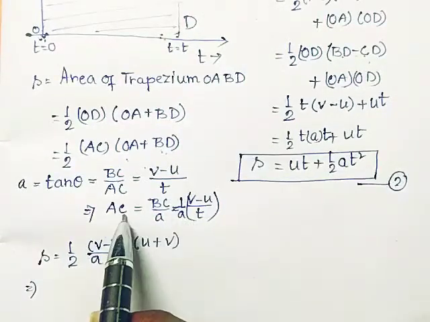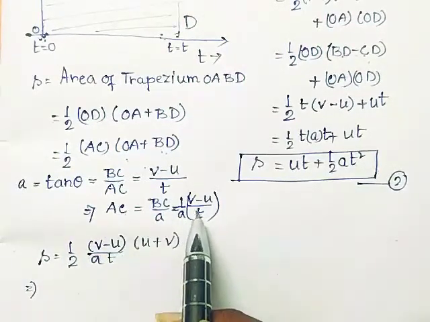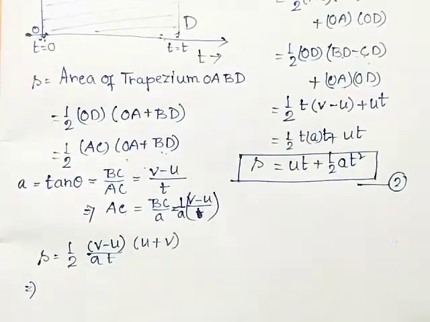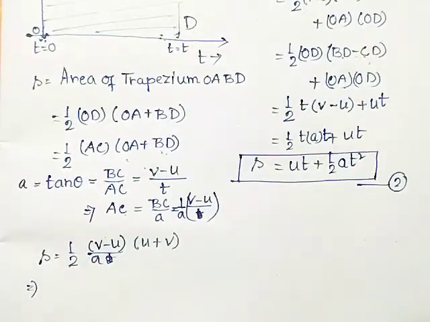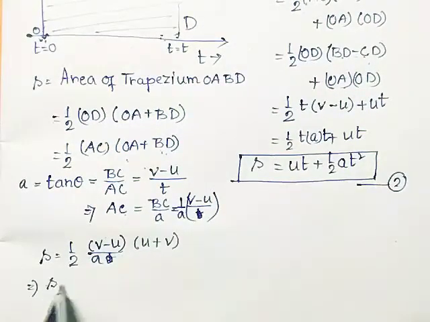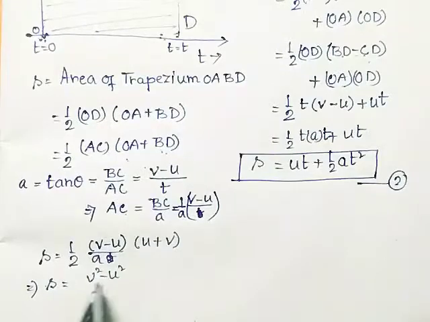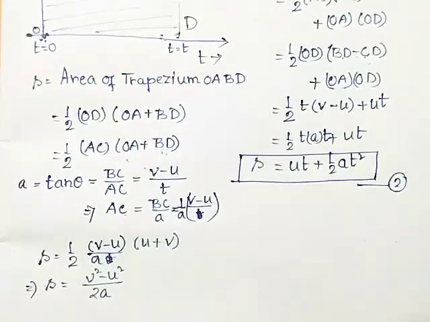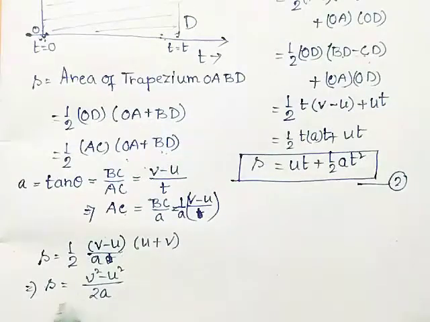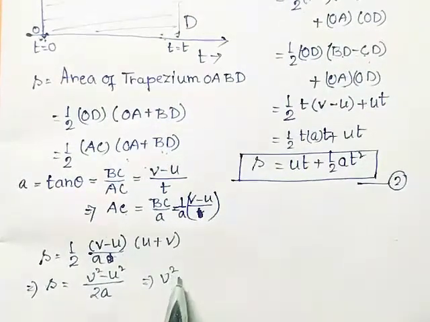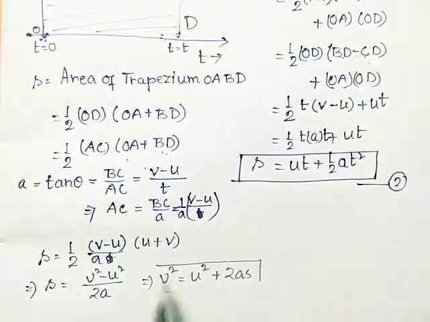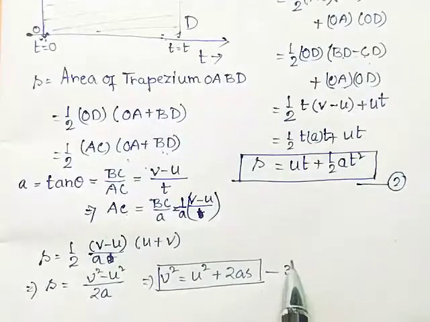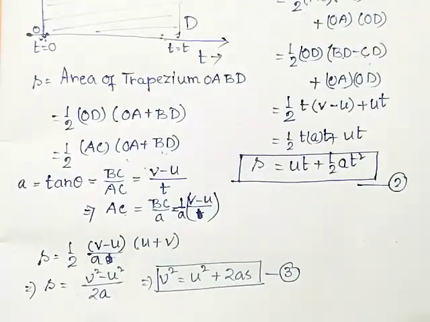AC is basically V minus U by A, not T. So if I take this AC here, then S equals V square minus U square divided by 2A, and after that this will easily become V square equals U square plus 2AS. So this is the third equation of motion from the graphical method.